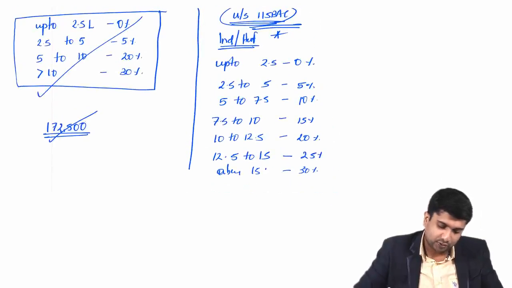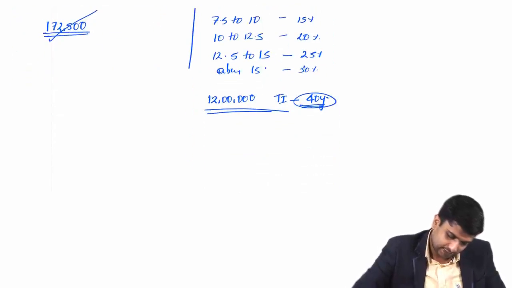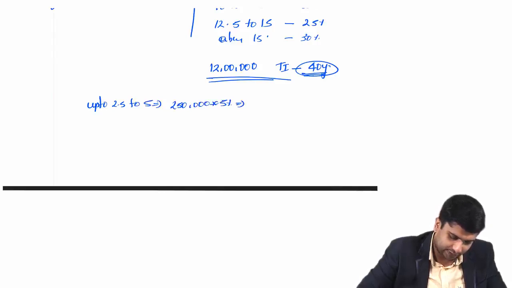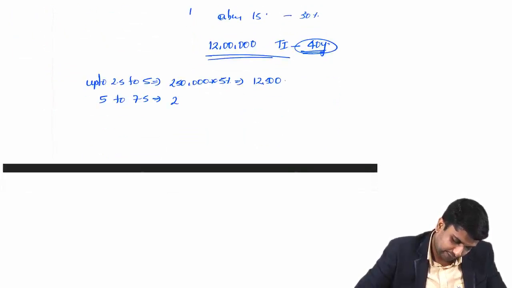Up to 2,50,000, no tax, 0%. Then from 2.5 to 5 lakhs, there is an income of 2,50,000, and again 5% is the rate of tax for that. That is 12,500 will be the figure. Then from 5 to 7.5 lakhs, 10% is the rate of tax. So again from 5 to 7.5, there is an income of 2,50,000. The rate is 10%. It will be 25,000 rupees.